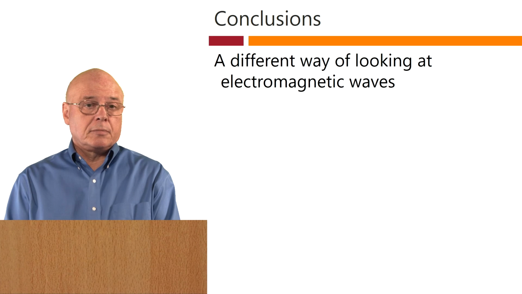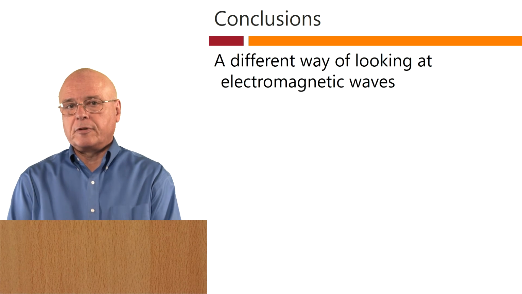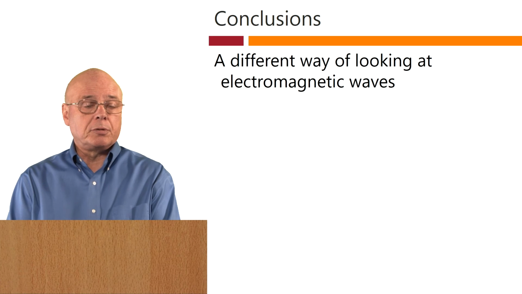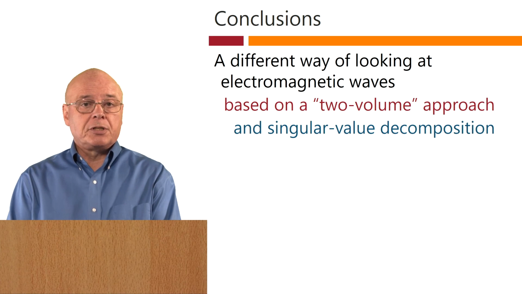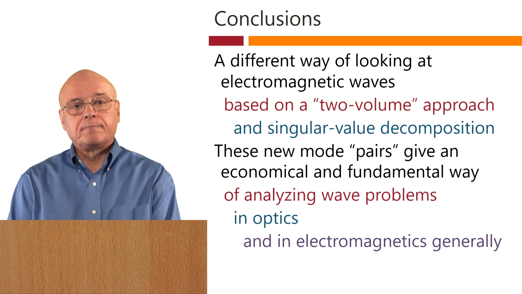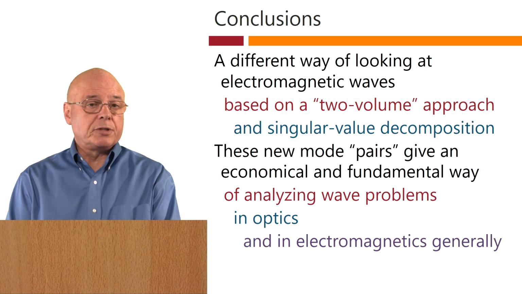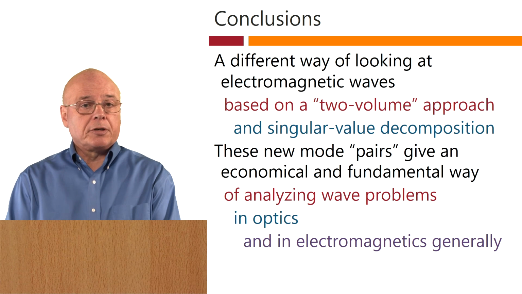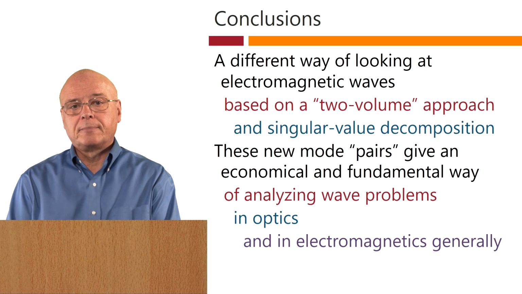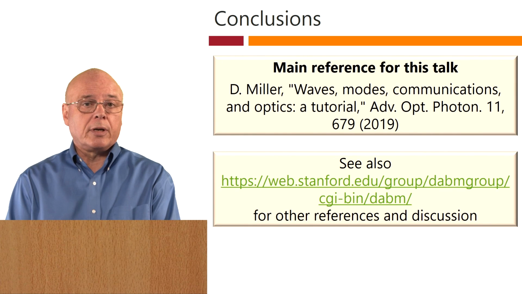So, in conclusion, I've tried to introduce what may be a different way of looking at electromagnetic waves from those that you're most used to. It's based on this two-volume idea, at least for source and receiving volumes, and the mathematical concept of singular value decomposition. This leads to modes being pairs of functions, one in the source and one in the receiving volumes, and I've argued that these give an economical and quite fundamental way of analyzing wave problems in optics and in electromagnetics generally. As I mentioned earlier, there's one major reference for this talk which summarizes everything I've said here and links to the other literature.